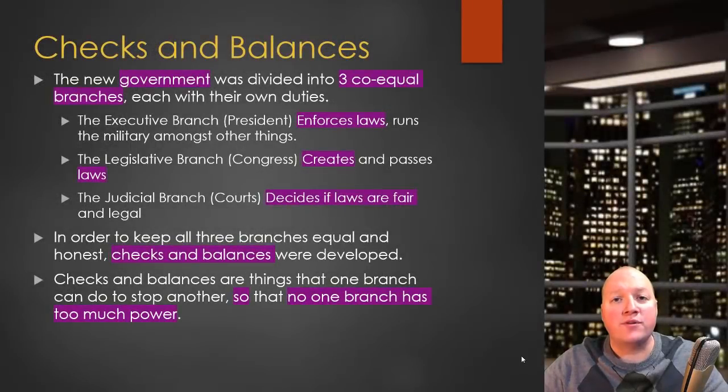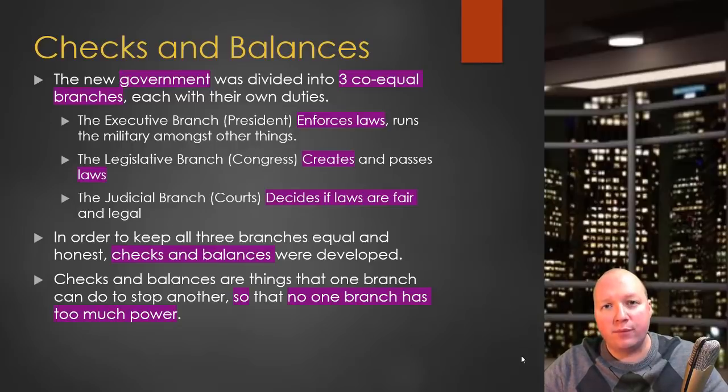So with the issue of representation out of the way, it's time to turn our attention to an idea called checks and balances. So the government is created with three co-equal branches of government, and these branches of government all have their own unique responsibilities. Those branches are the executive branch, the legislative branch, and the judicial branch. So let's go over these one at a time.